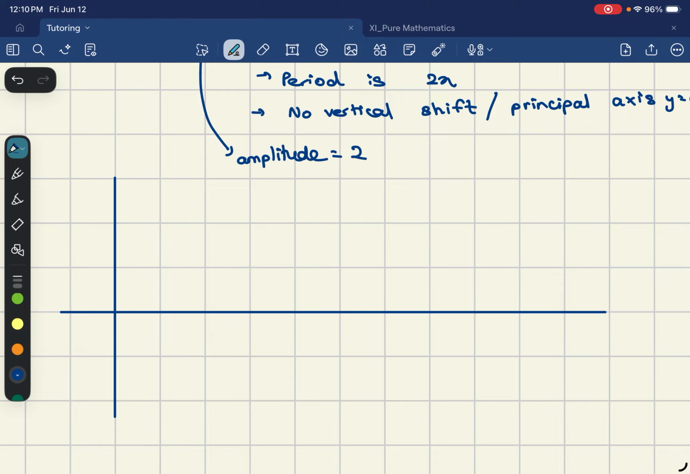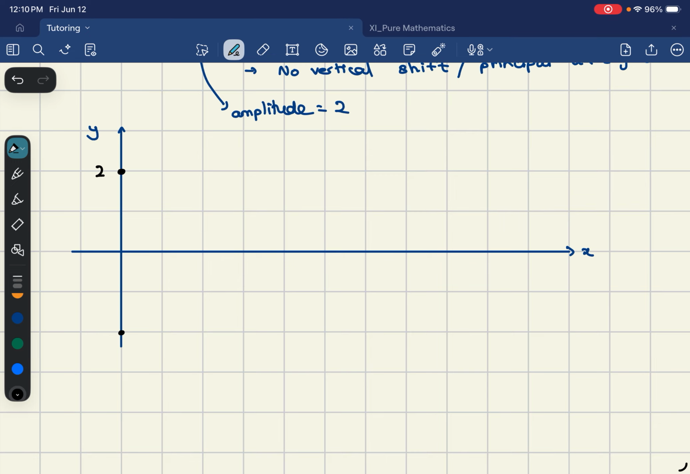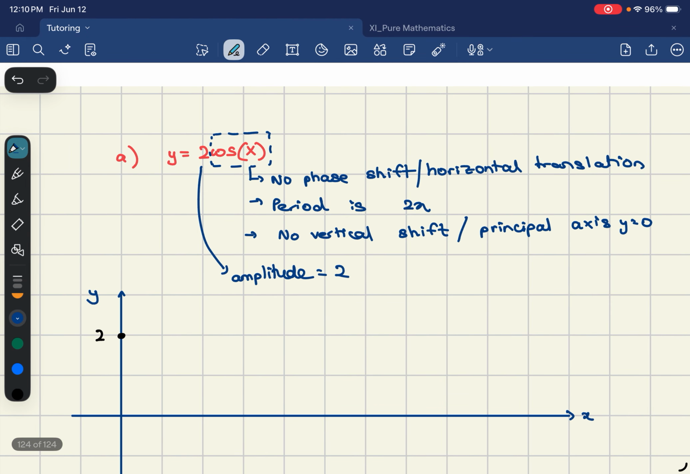So if this is y is equal to 0, that is also the x-axis, right? So cosine of x has a graph. So your amplitude is 2. So your maximum is going to be 2. Your minimum is going to be -2, right? And cosine at 0 starts. So if you put 0 here, 2 times cosine of 0, you also want to plug in some values to check. It's going to be 2 times 1, because cosine 0 is 1, so it's 2.